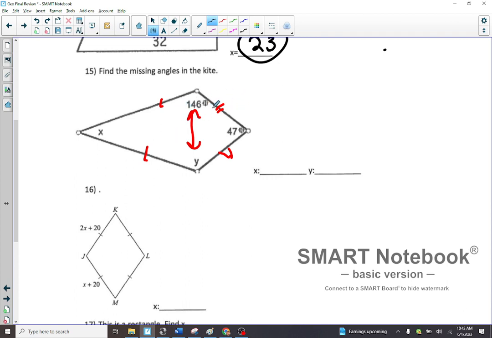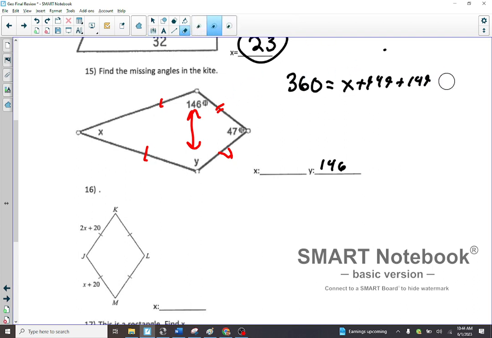So with that in mind, we're gonna do this. So y is gonna match to 146. So that's an easy 146. Over here, we're gonna add up all of them. And since it's a four-sided shape, I know all four-sided shapes should equal 360. So 360 equals x plus 149 plus y, which is 149, or 146, oops. 146 plus 47.